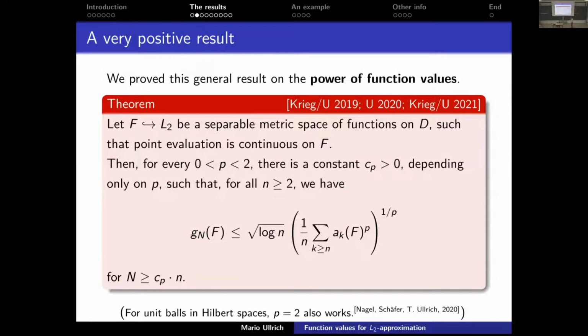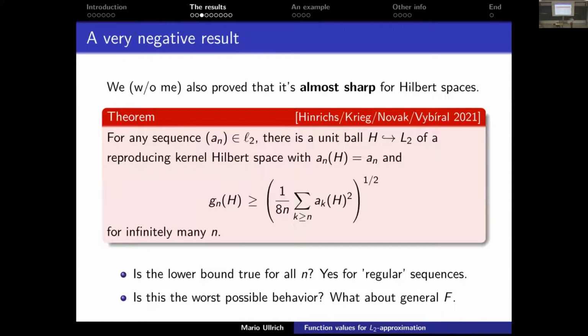Okay, so you see, that's a very positive result. What was a very negative result that appeared only some months ago, though it was proven without me, but by almost the same group: Aicke Hinrichs, David Krieg, Erich Novak, and Jan Vybíral proved that for any sequence in L2, there is a unit ball of a reproducing kernel Hilbert space with this decay of approximation numbers, but the sampling numbers really have a lower bound like that for infinitely many n. So this shows that the result proven by David and myself is essentially best possible, up to some log factors or some limiting cases and so on.